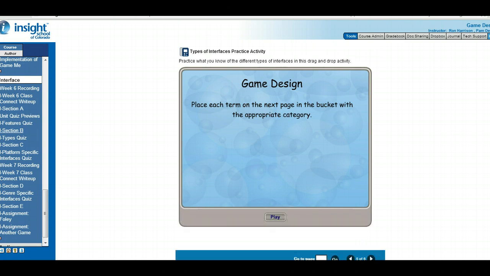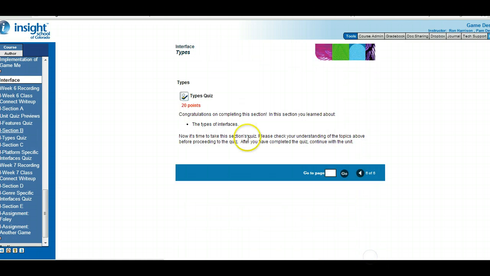And here's a little quiz on interfaces, so do that. And then finally the types quiz, so that's going to be right over here, the types quiz, and the quiz previews right up above here.